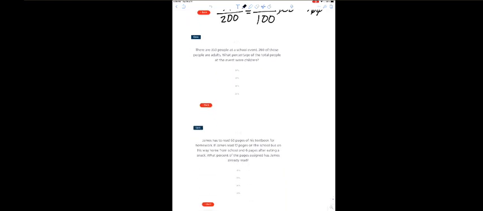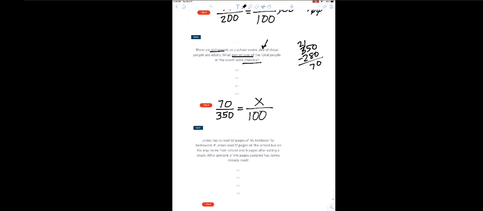Number 4. There are 350 people at a school event. 280 of those people are adults. What percentage of the total people at the event were children? So here, we know that there are 350 total people. We know that 100 always goes here. It's asking the percentage of children. Out of all of these 350 people, 280 of them are adults. So how do I find out the number of children? I'm going to subtract 350 minus 280. This becomes 70. There are 70 children at this event. So now that I know the number, now I can find the percent of children.